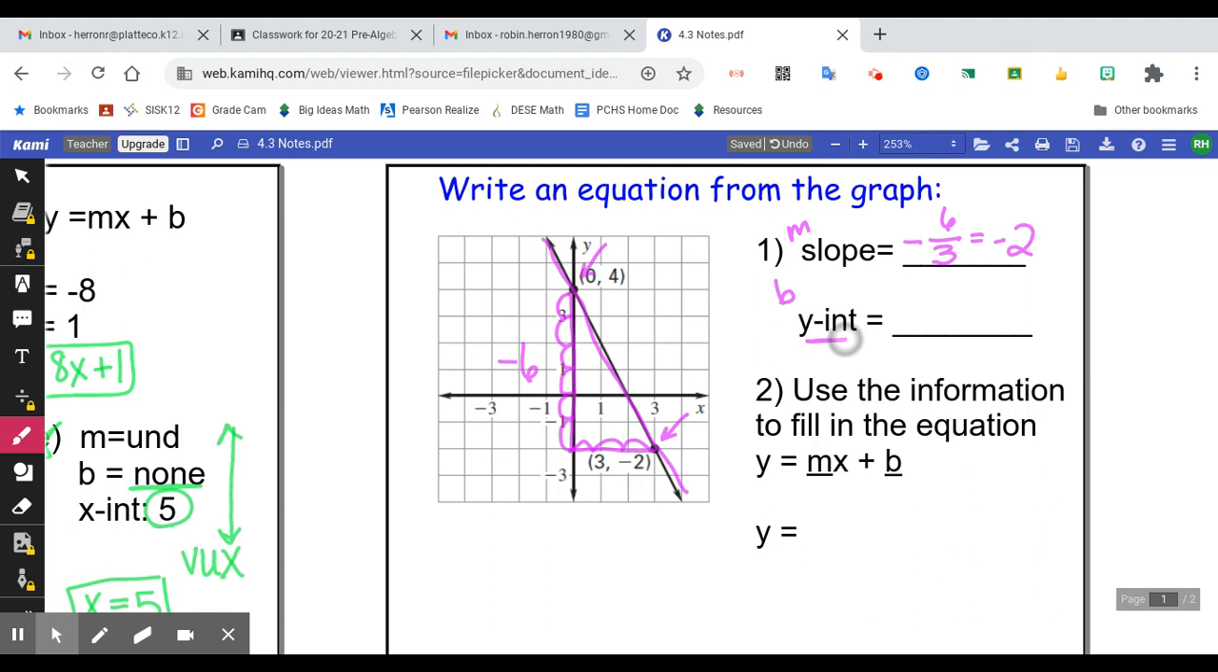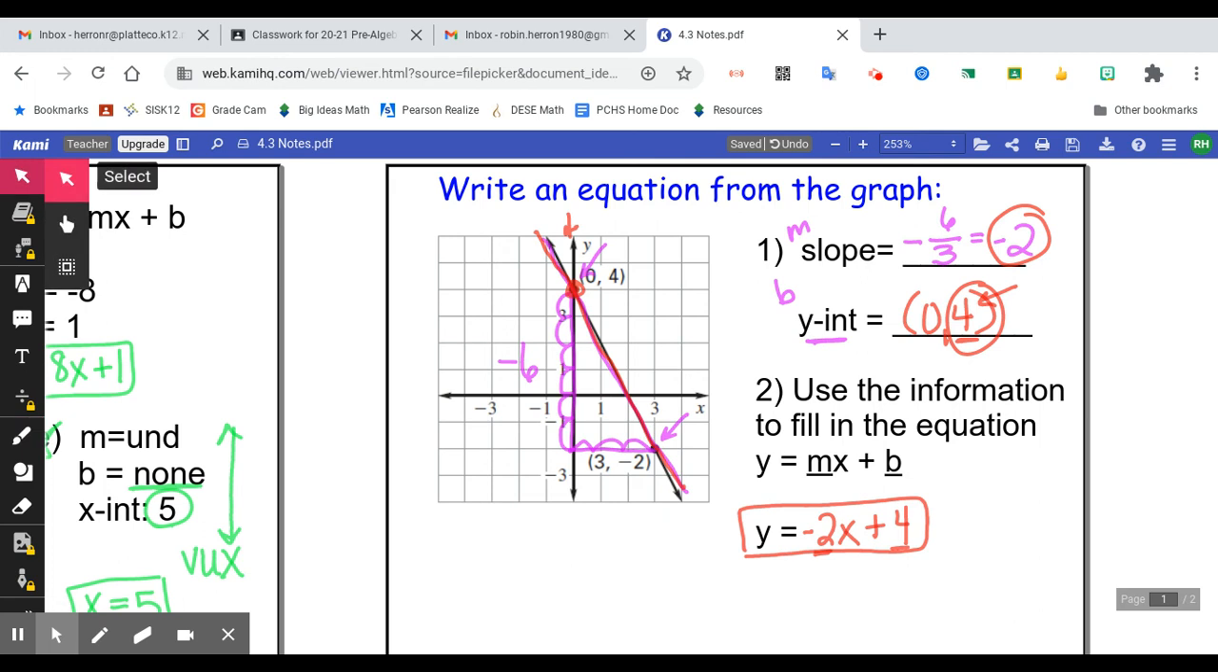The y-intercept is where it crosses the y-axis. So you're looking for where does this line cross over the y-axis? Well, it's right here at this point, 0, 4, or 4 in this case is what we want. The y value is what we want. Okay, so here's my m, here's my b, and I'm going to write my equation. Negative 2x plus 4, m and b, just like we had in the other problems.